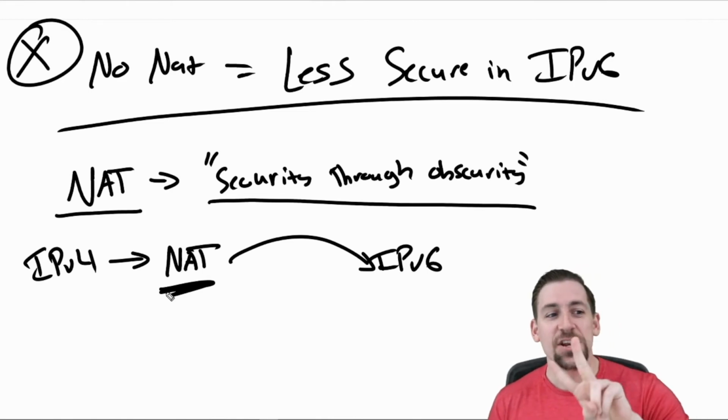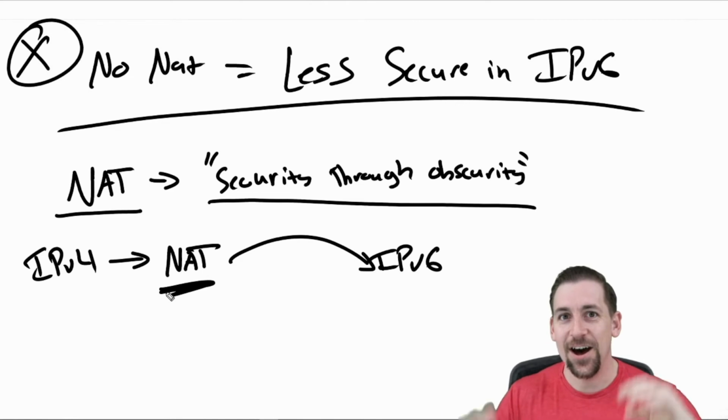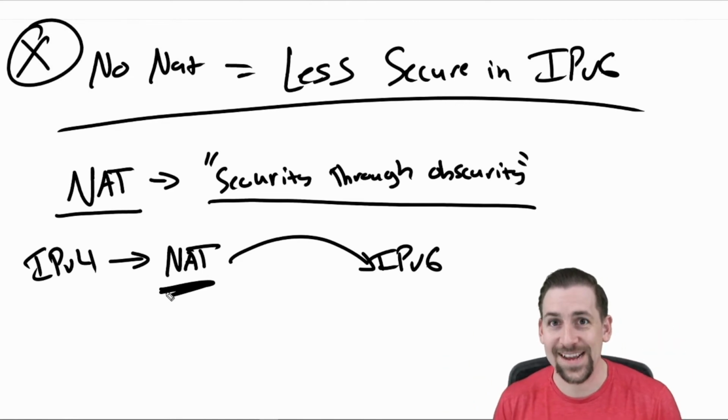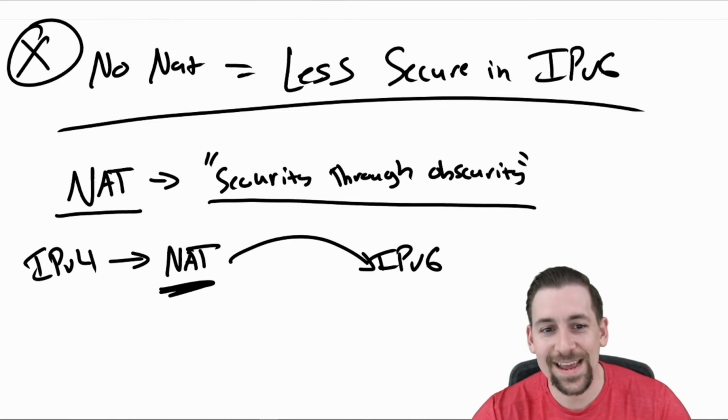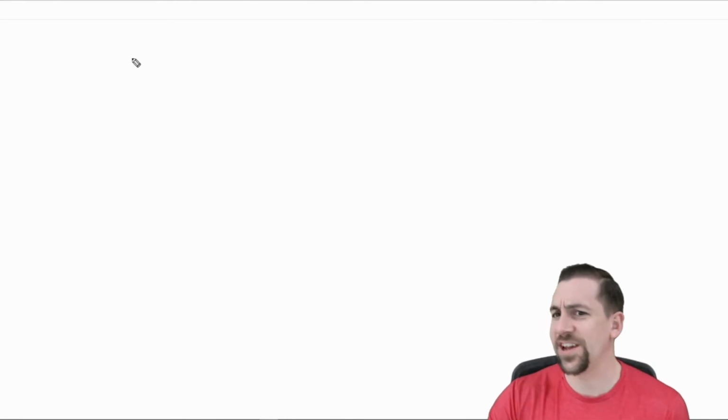That was number 2 on our list of my top 4 IPv6 myths. What's number 1 then, Travis? What is number 1 on your list? And number 1 on my list is that IPv6 is more secure than IPv4.